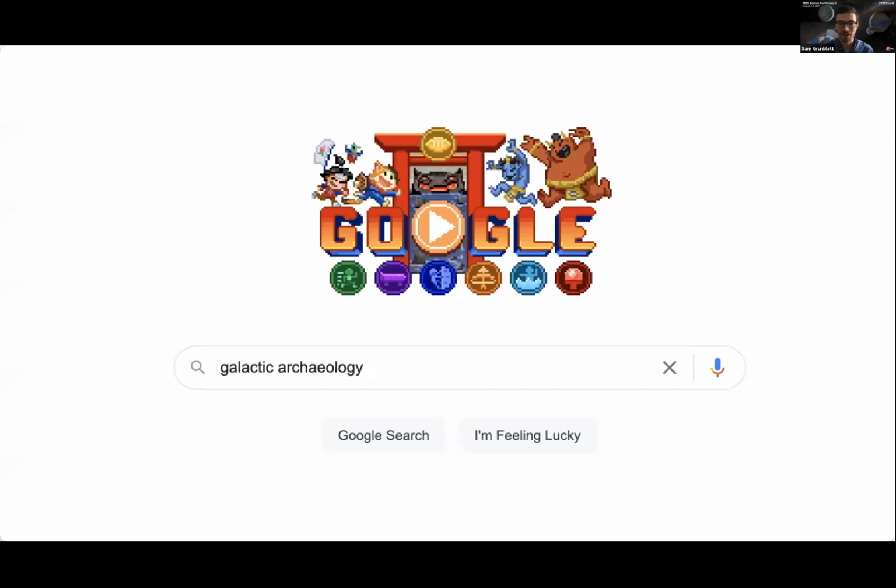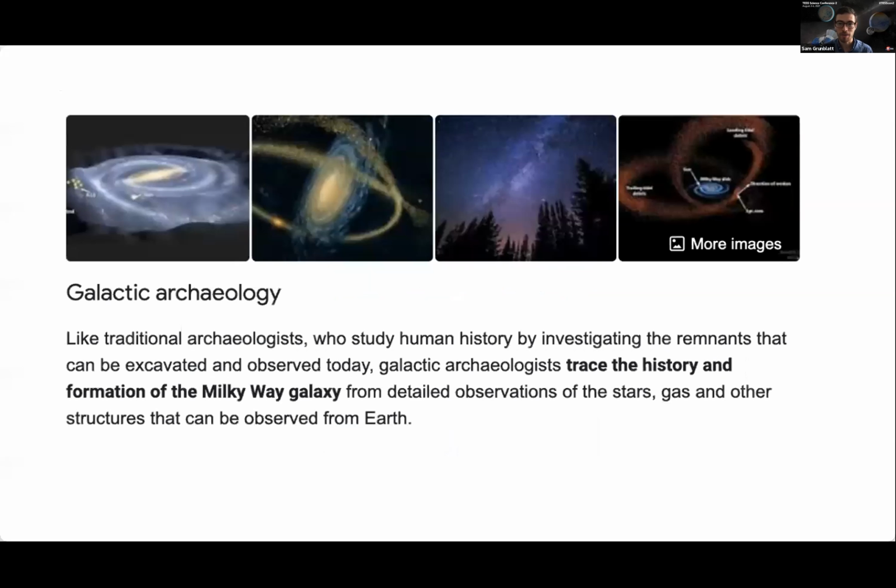So if you Google galactic archaeology, the first definition that pops up is this one, highlighting that galactic archaeology is essentially the study of tracing the history and formation of our Milky Way. I just wanted to point out that in 2 of the 4 images that occupy the top of Google image search, one of the key features is these streams of stars that extend beyond the plane of the galaxy, essentially perpendicular or not at all related to the plane of the galaxy, implying that these streams that are essential to galactic archaeology have positions and motions that are very different from the other stars in our galaxy.